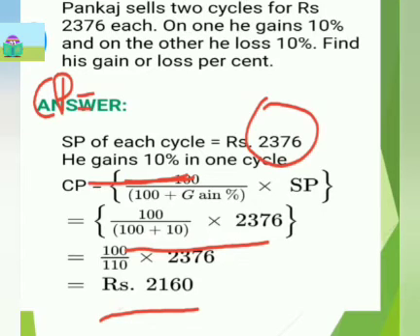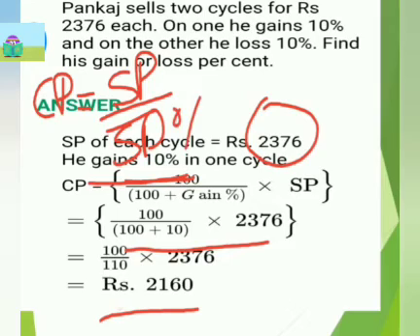Or you can find out the CP by using the formula which I told you. Use the formula so you can directly calculate the cost price of both the bicycles. So in the first case the bicycle CP is 2160.